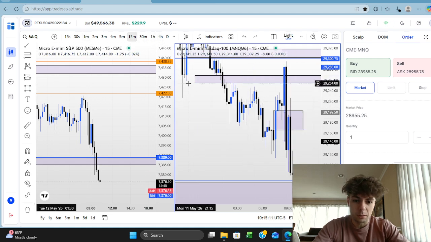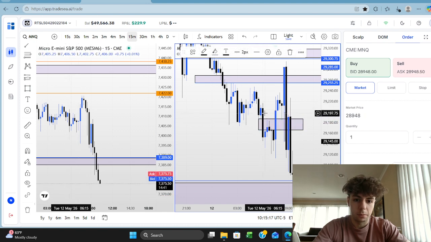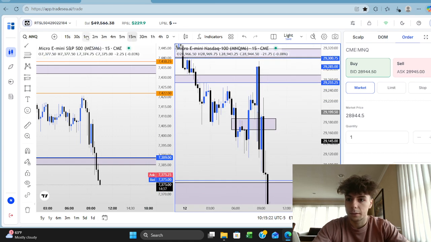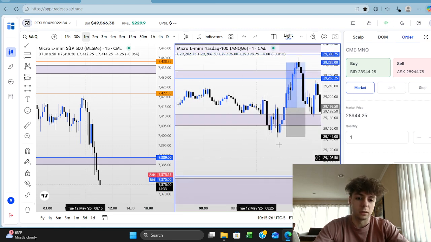Either way, going into market open, we had this 15-minute gap, which was also a 15-minute BPR. Why? Because we were connected with this bearish gap. And what did we do? We tapped this gap perfectly by the tick. And as soon as we tapped that gap, I knew I wanted to look for longs.